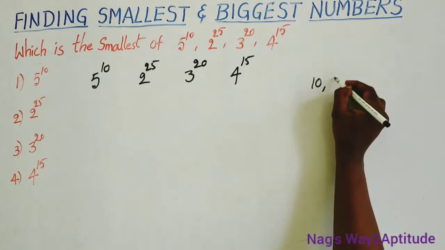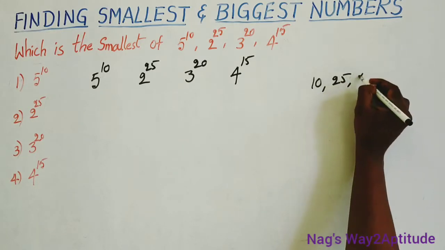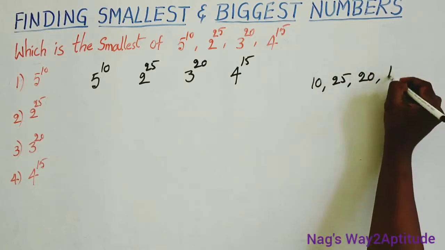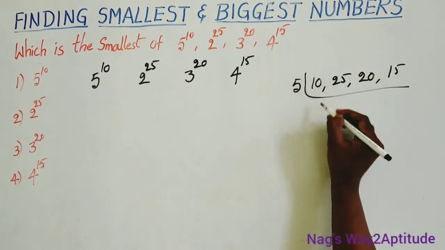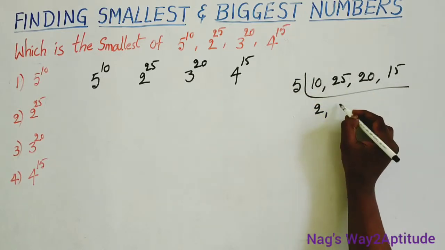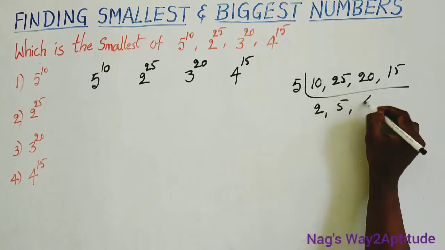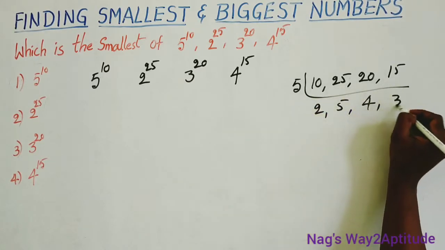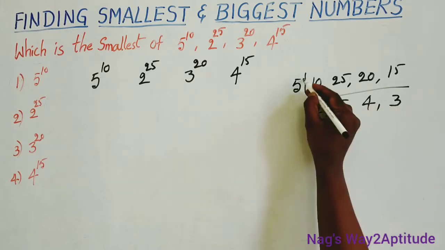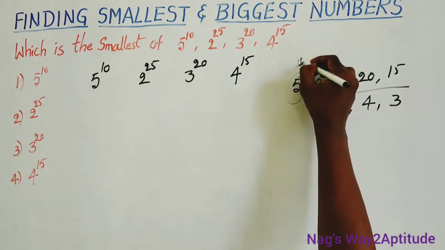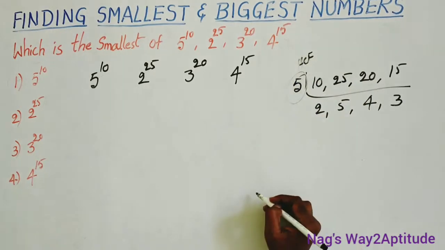10, 25, 20 and 15. So you take 5 here, 5 takes 10 two times, 25 five times, 20 four times, and 15 three times. In 2, 5, 4, 3 there is no common factor, therefore HCF will be 5. 5 is the HCF.